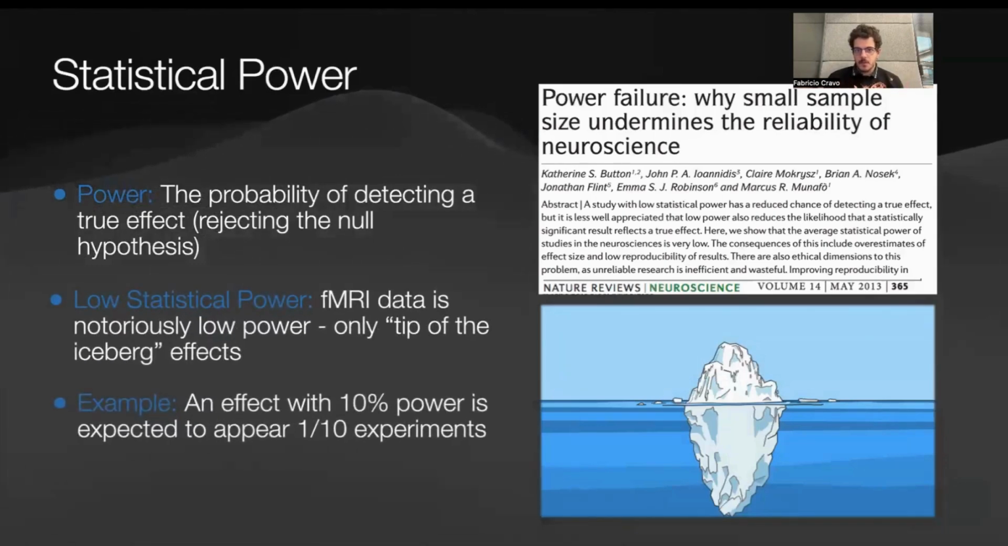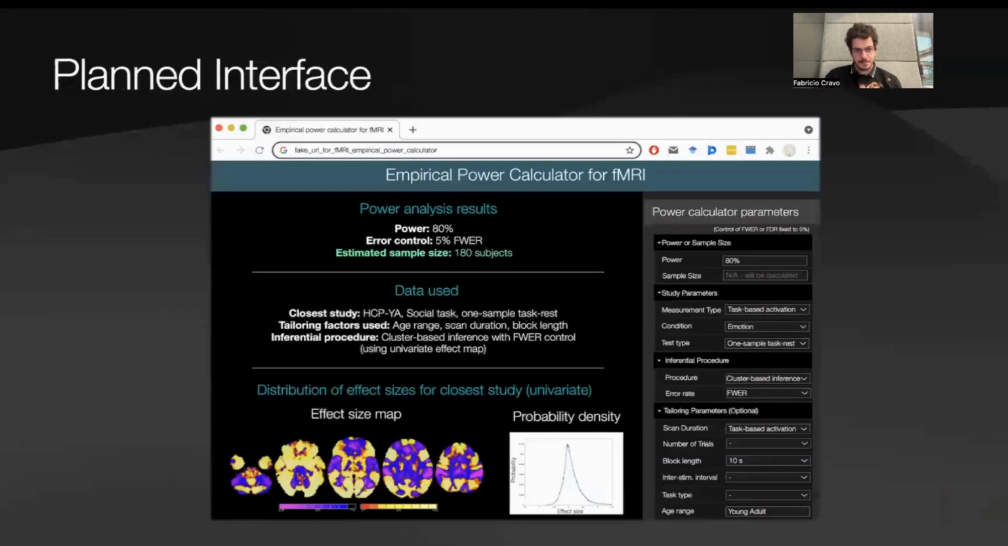As an example, or as a greater call for the motivation, if you have an effect with 10% power, it's only going to be detected in one of 10 experiments. Having to repeat an experiment 10 times just to detect an effect is not really a good idea, especially considering the costs of fMRI experiments.